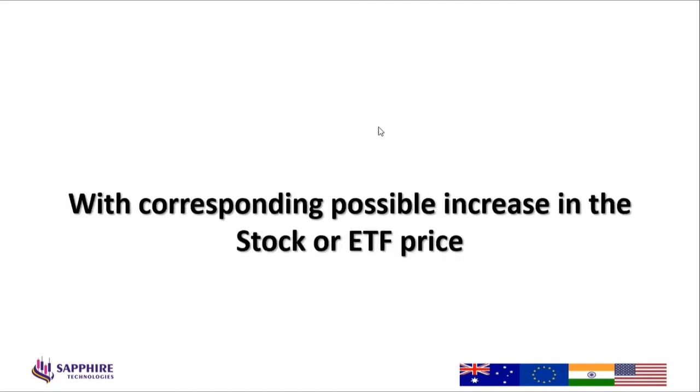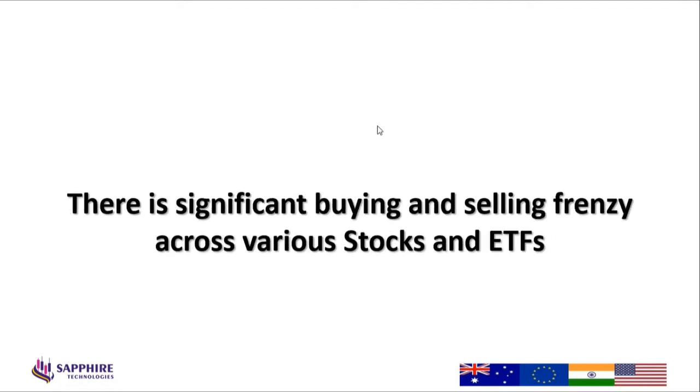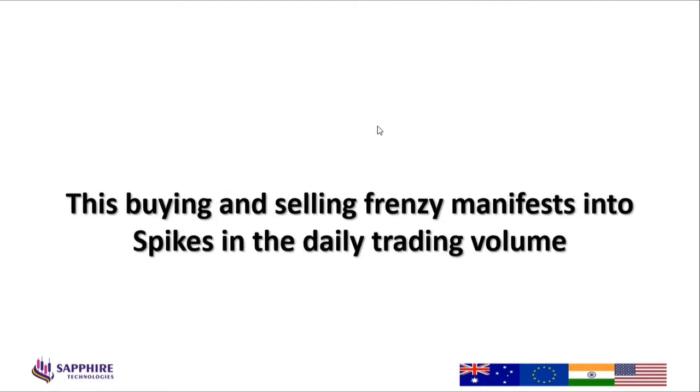So as this buying and selling goes around, the stock prices keep on going up or down. This buying frenzy goes on across stocks and ETFs, and this manifests into the spikes, as I just mentioned to you, that the volume goes up and down, and there is a spike in the daily trading volume.